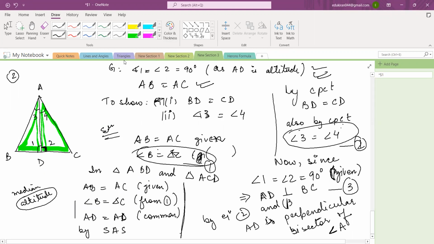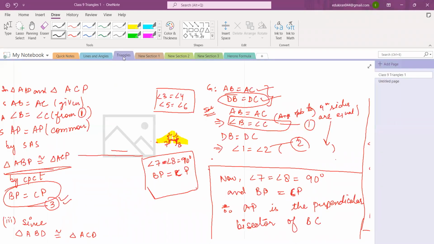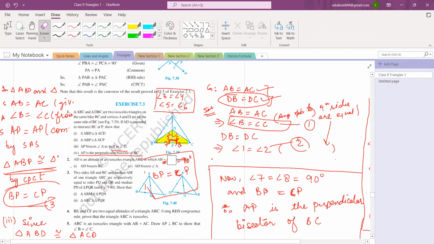Okay, let's move to question number 3 then. So let's have a look at the question first of all. So this is question number 3.